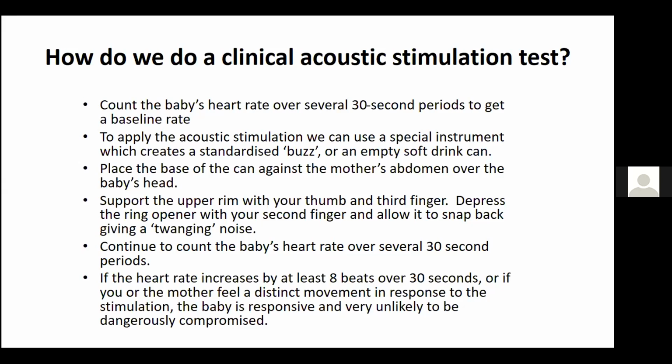So what you need to do, if you are using a coke can, you need to support the upper rim with your thumb and the third finger and depress the ring opening with your second finger and allow it to step back, giving you a twanging noise. Continue to count the fetal heart rate for up to 30 seconds.